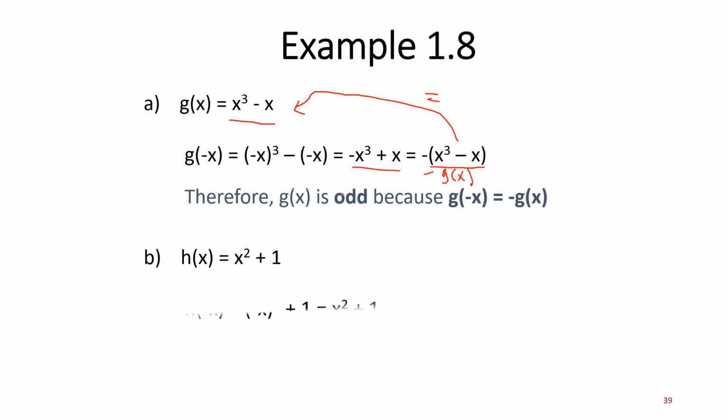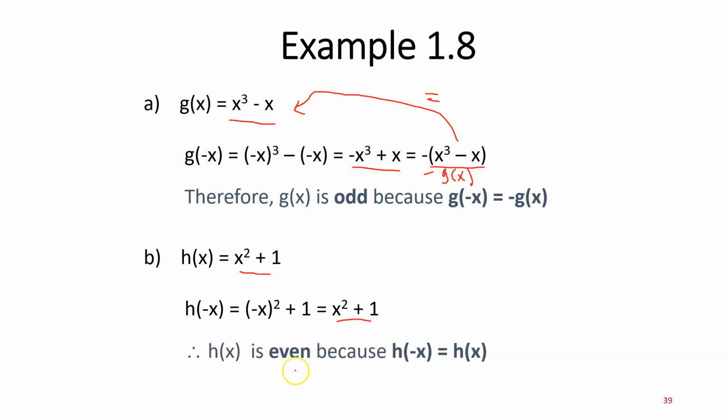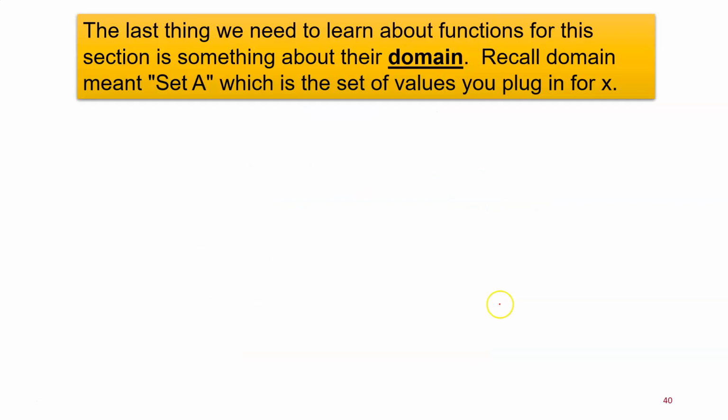Okay, how about this one? You have function h equal to x squared plus 1. You just substitute the negative x into this, then you get x squared plus 1. So it's actually the same as this one. So you'll get h(x) is even function because h of negative x, you get the same h(x). Okay, so this is odd, this is even. This is how you prove it.